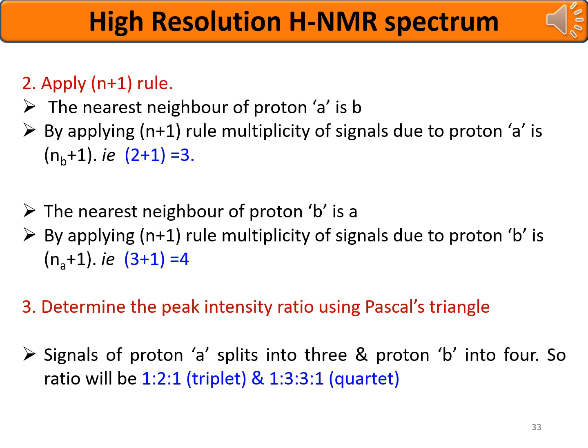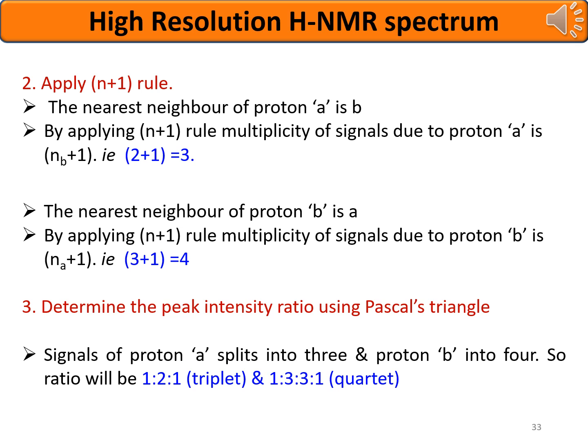The second step is to apply the n+1 rule. The nearest neighbor of proton A is B, so we apply n+1, where n is the number of protons in B. So 2 plus 1 gives 3. The nearest neighbor of proton B is A. We apply the n+1 rule, where n is the number of protons in A. So 3 plus 1 gives 4.